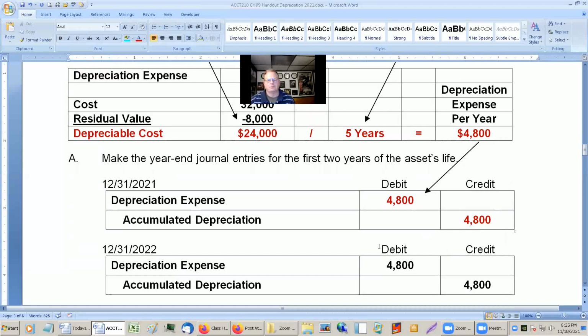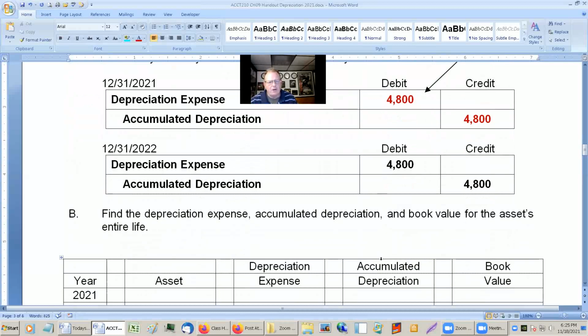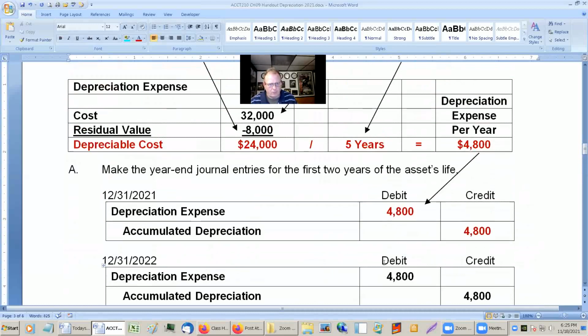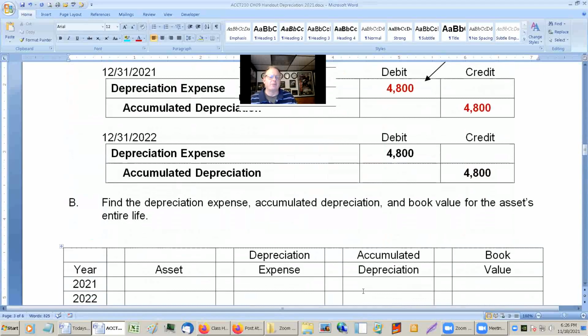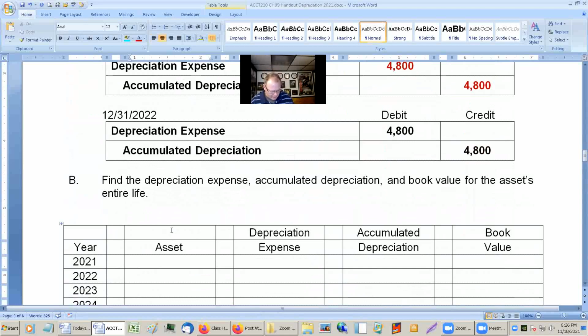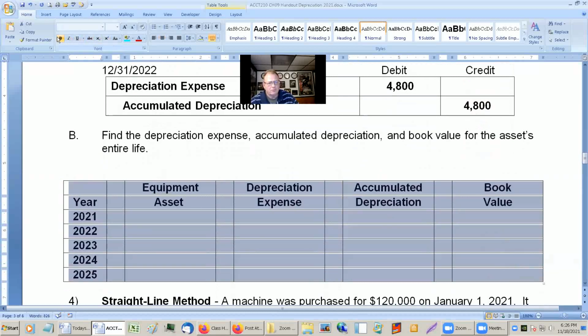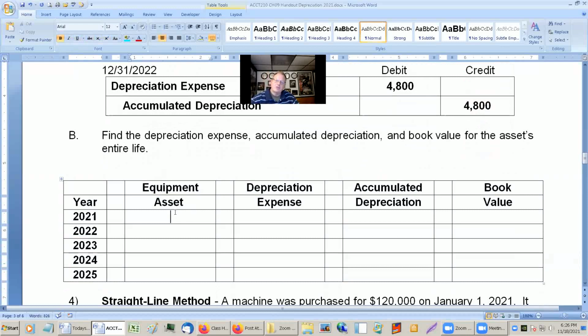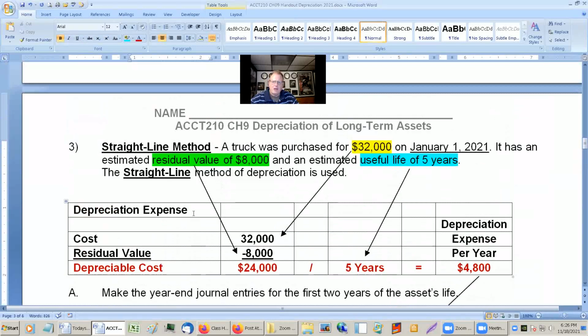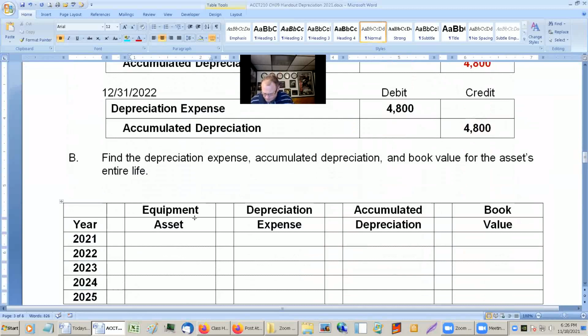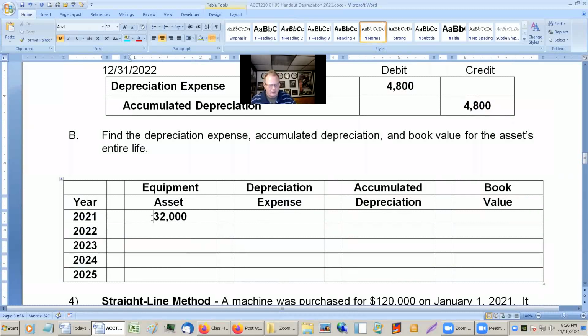Now for the really, really confusing part. What is this thing? The truck? I would probably call it that. You could call it truck too. That's fine. All right, I'm going to bold these so we can see them. All right, so the equipment, we paid 32,000 for it. And that's going to be the same every single year. That will not change.